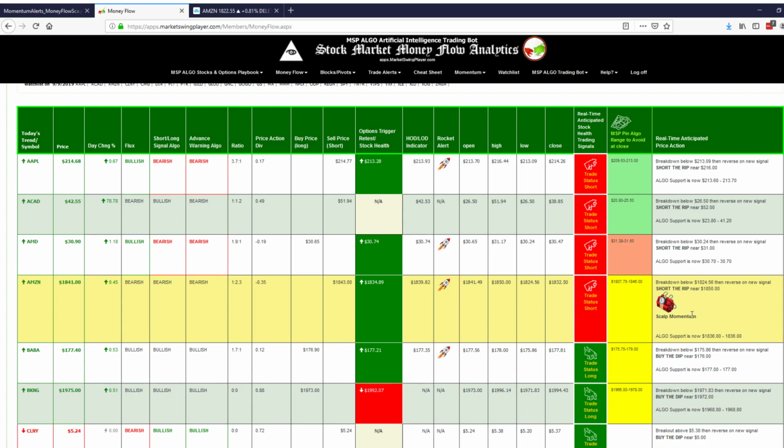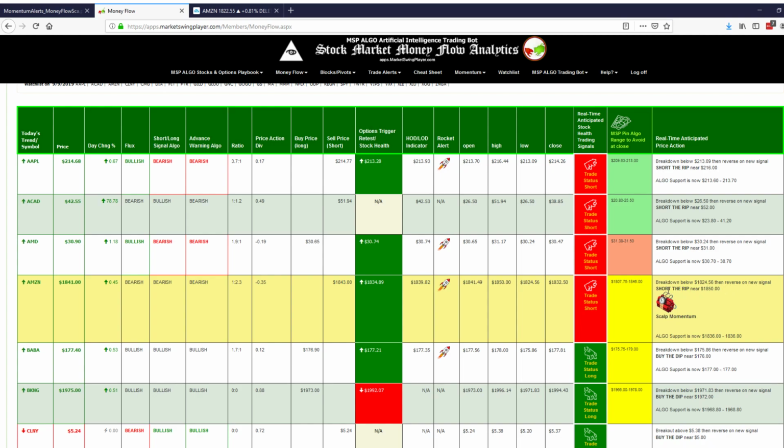So all we have at this time is we know that Amazon is currently, the trend is bullish, it's 0920, and price is now at 1841. But we're not worried about all of that. All we need to do is look at real-time anticipated price action, which is reading all the other information for you. There's a need for speed. Okay, so it says break down below 1824.5, then reverse on new signal.